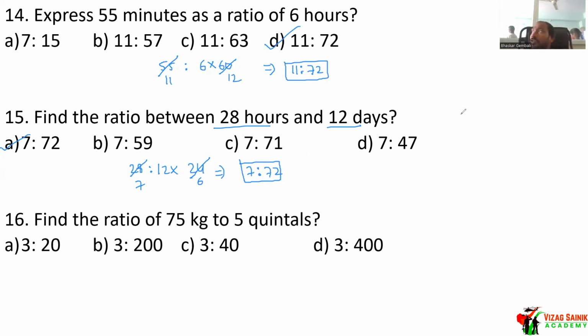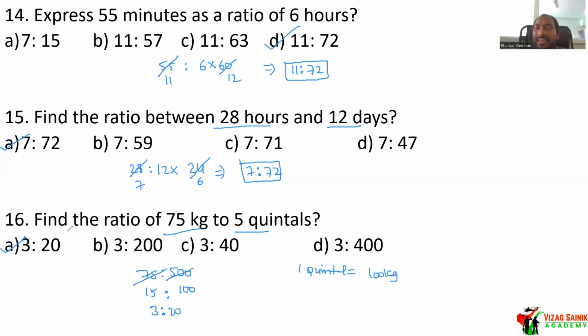Next, find the ratio of 75 kg to 5 quintals. Okay, 75 is to 1 quintal, and remember, 1 quintal is nothing but 100 kgs. So 75 is to 500, and both are multiples of 5. Once again we can divide by 5. 5 3s are 15, 5 20s are 100. The answer is 3:20. I hope everyone understood, guys.